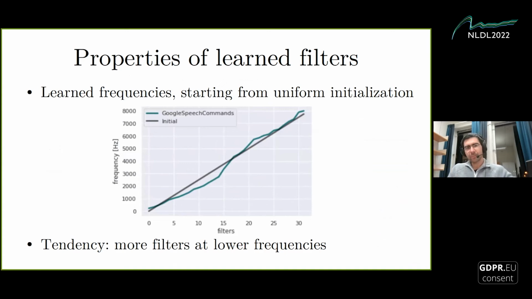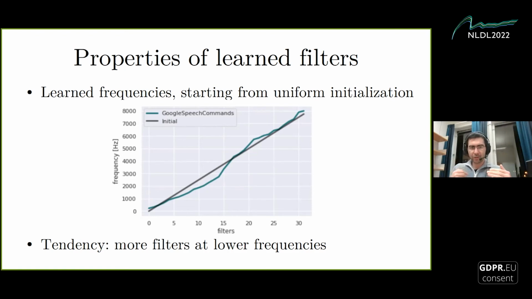On the axis, you have the number of filters. We trained, for this example, 32 filters, and on the vertical axis you have the center frequency learned for these filters. You start with the gray, which is the initial, like linearly spaced filters, and then you learn, and you realize that the distribution of frequency changes with learning.